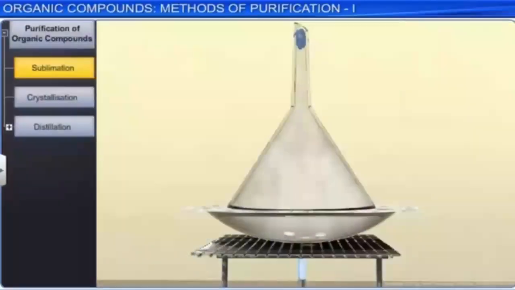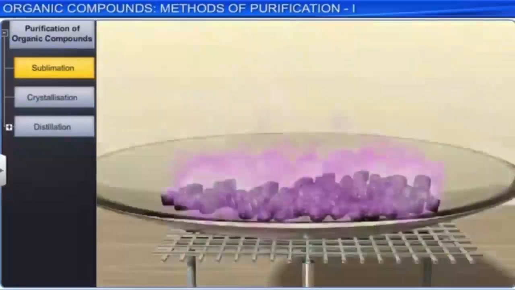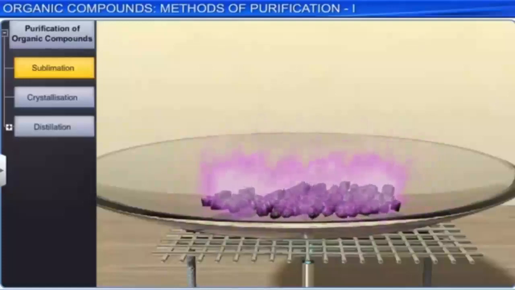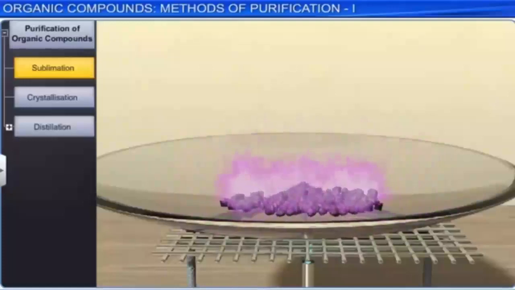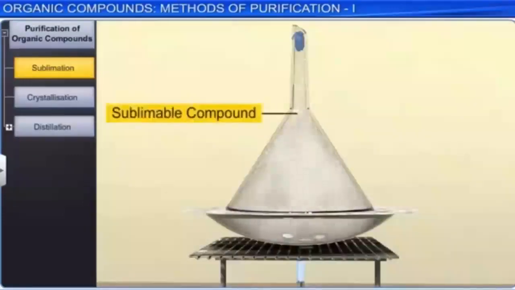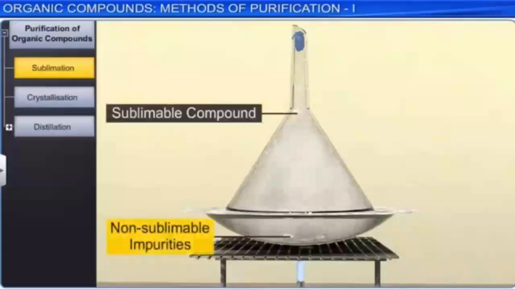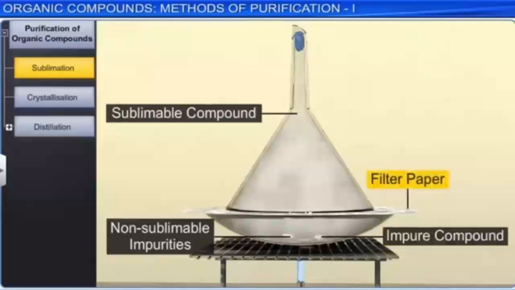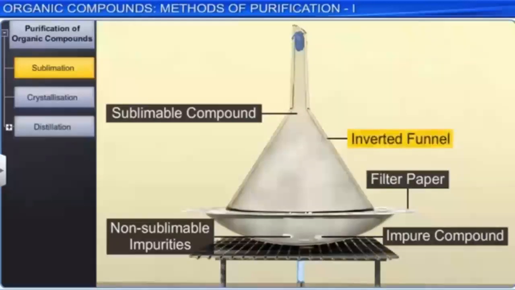Sublimation technique is used to purify sublimable solid organic compounds. You have learned that sublimation is a process which involves the conversion of a solid directly into vapor without any intermediate liquid state. This process is used for separating sublimable compounds from non-sublimable impurities. In this process, the impure substance is heated in a dish covered with a perforated filter paper over which an inverted funnel is placed. The stem of the funnel is plugged with a little cotton.